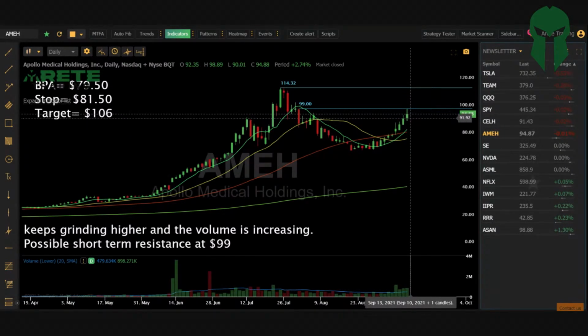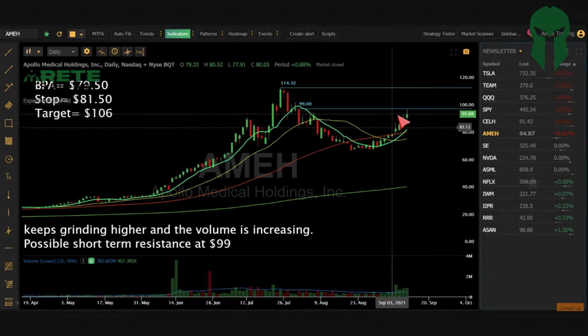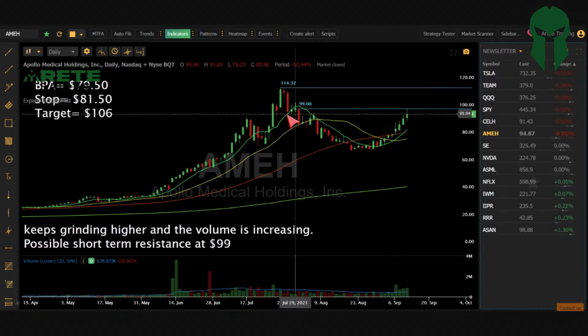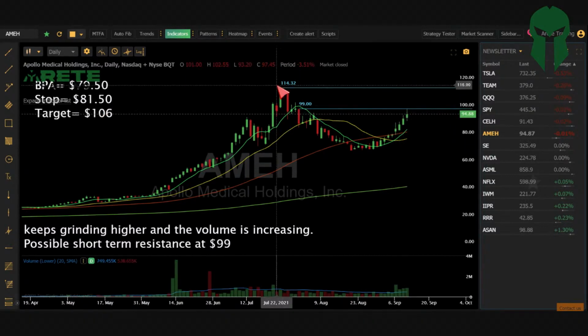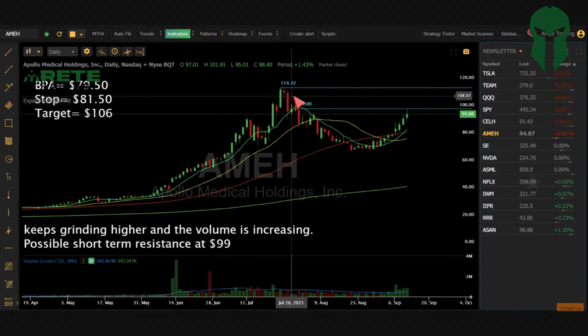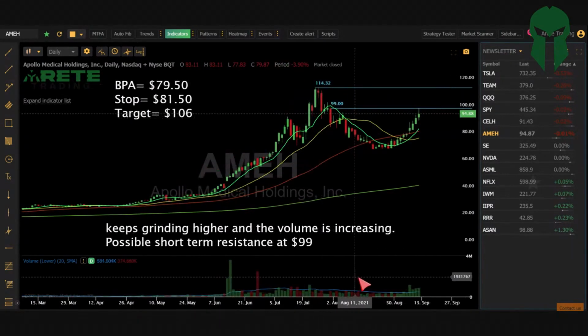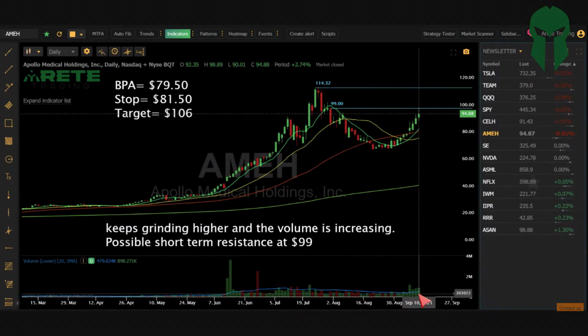Now, I left a wide stop on this on purpose because I think this can easily go to that 114 level. I have 106. I split the difference between the two levels. That's how I came up with the target. But I think you could easily get to the 114, 115 level with this. Look at this volume. See how that volume's picking up? That's exactly what you want to see. That's what you want to see across the board. So I think that's something to consider.